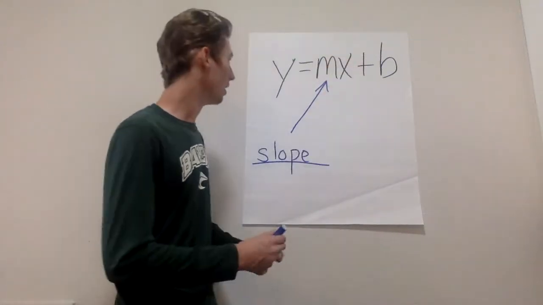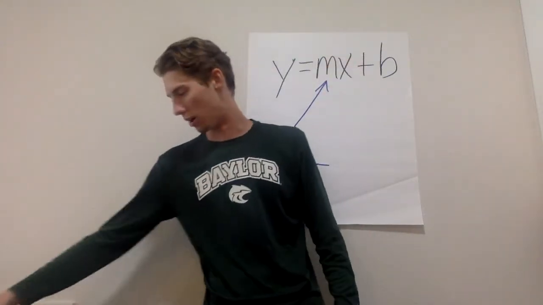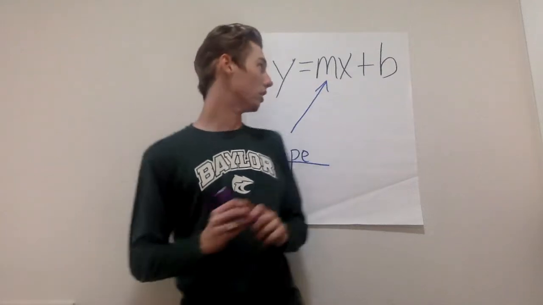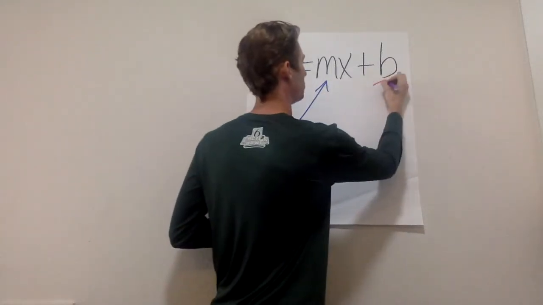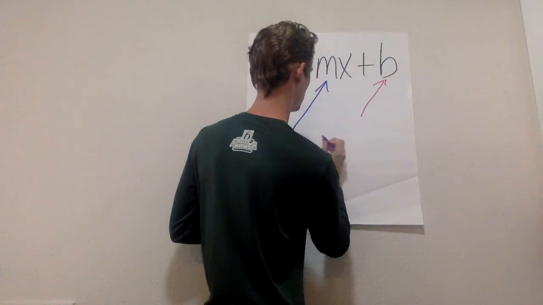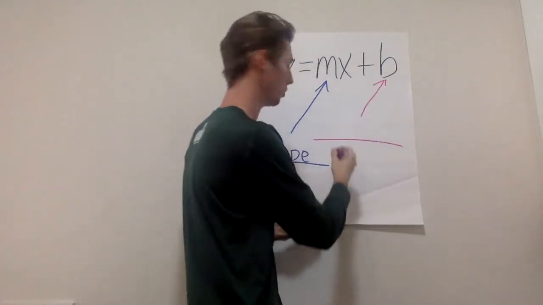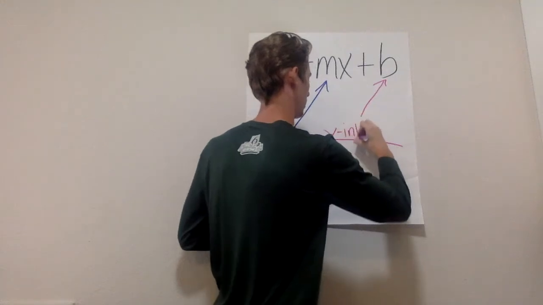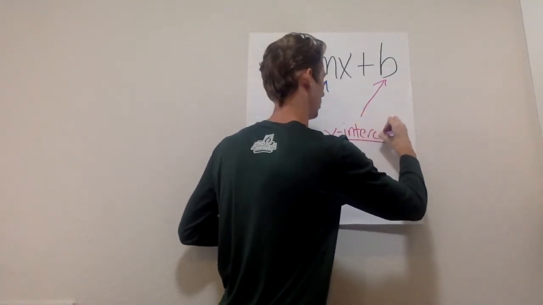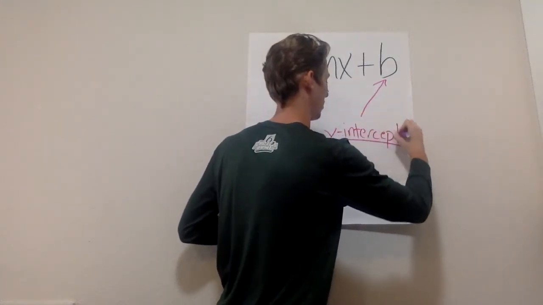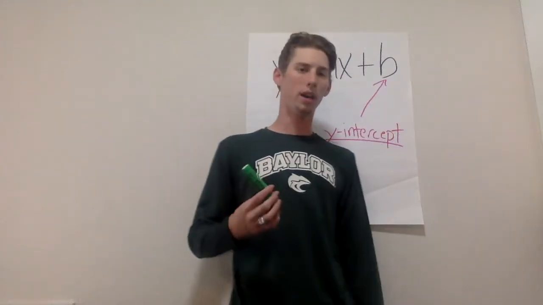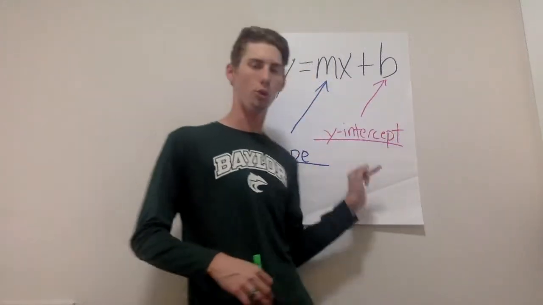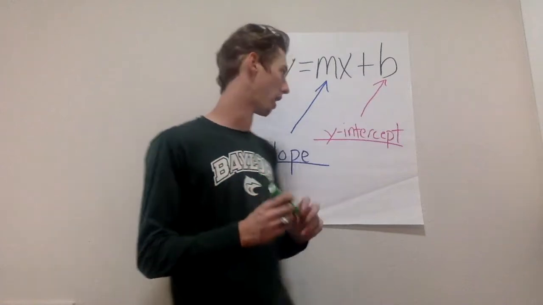The other one we want to talk about for sure is b. So we've got this plus b here. Should have another blank. This one is the y-intercept. Now, the y-intercept is where the graph crosses the y-axis.